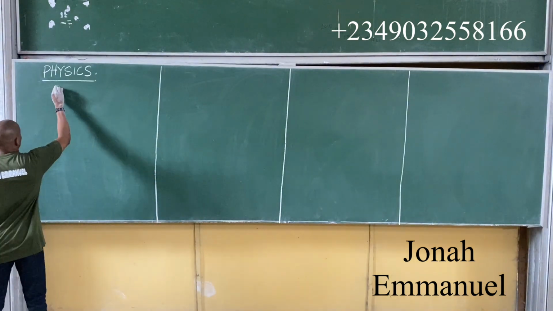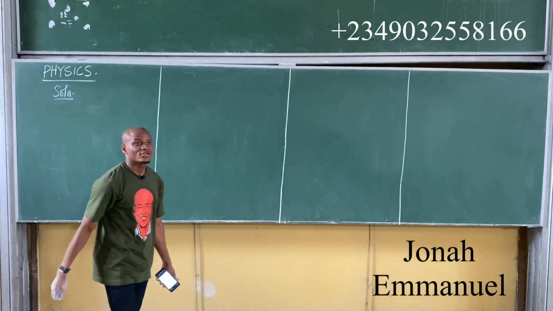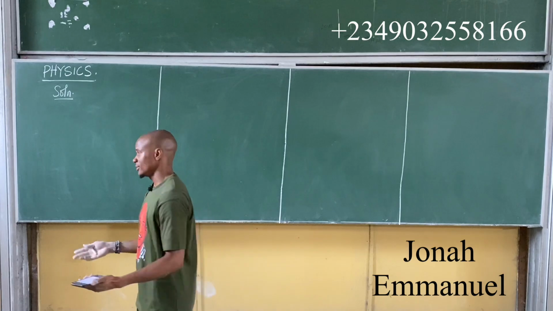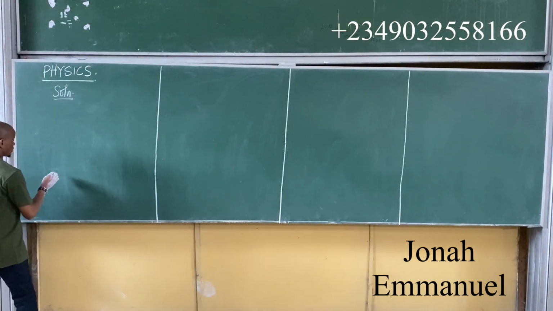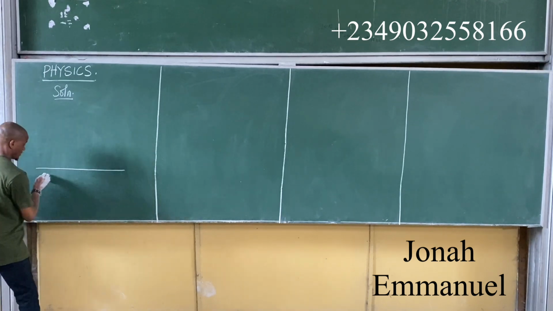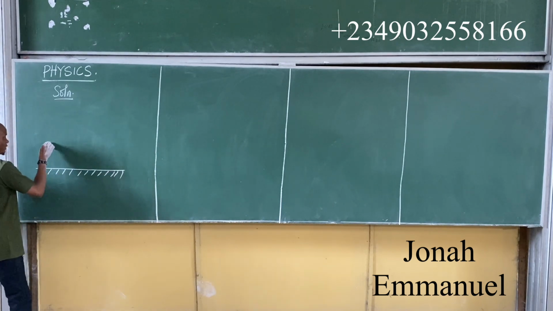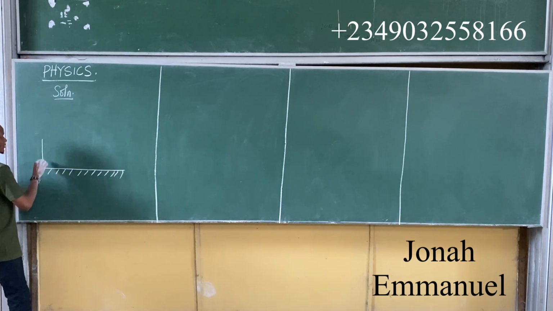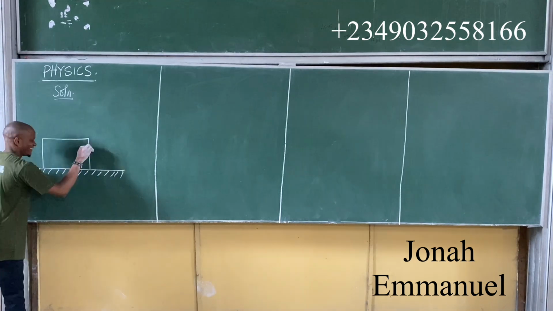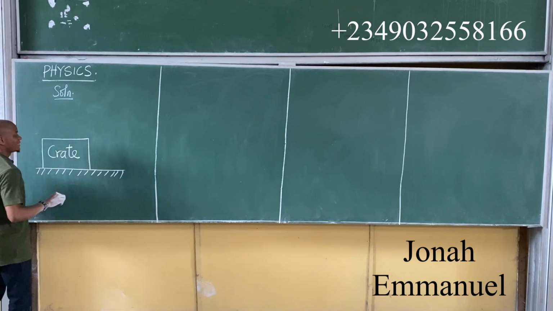Solution. For questions of this nature, I would advise you draw a diagram. Draw a diagram, it's not a big deal. I'll call this my surface. Just sketching it for a crate, because a crate is usually rectangular. So here's your crate.